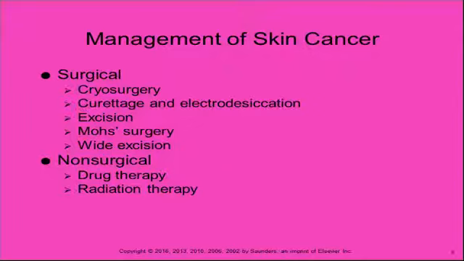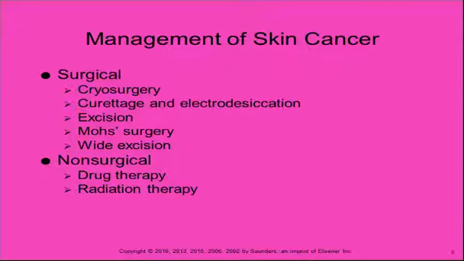Surgical management. Cryosurgery involves destroying the bad cells by putting liquid nitrogen on the cell itself, and this helps to cause cell death and tissue destruction. Curettage and electrodesiccation is actually scraping the cancerous cells with a dermal-like knife. It scrapes away the cancerous tissue, and then an electric probe is applied, and it destroys any of the remaining tissue.